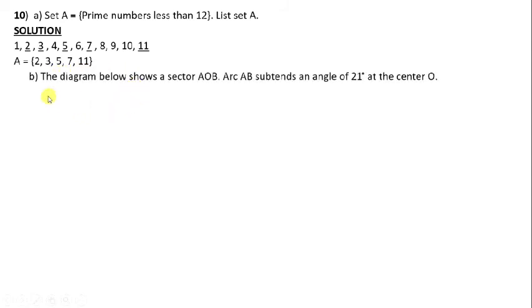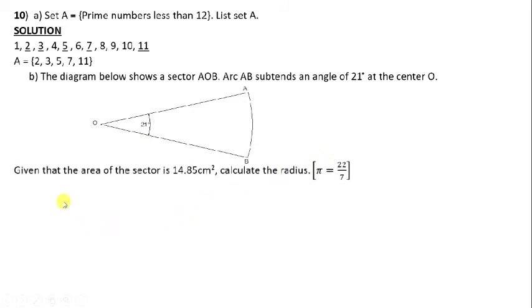We continue. Part B is saying the diagram below shows a sector AOB. Arc AB subtends an angle of 21 degrees at the center. That is our sector. A sector is just a part of a circle. Given that the area of the sector is 14.85 square centimeters, calculate the radius. So we are looking for R.